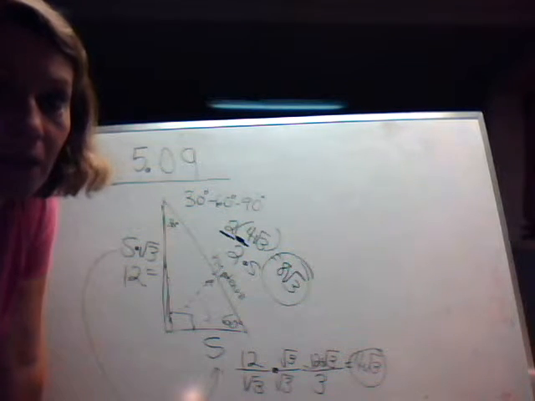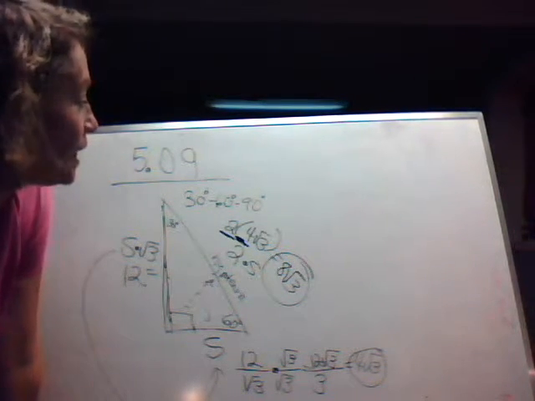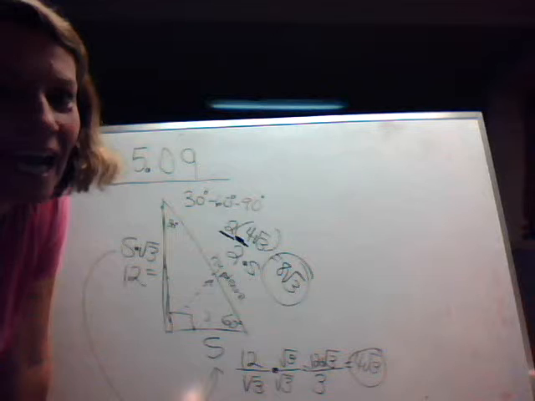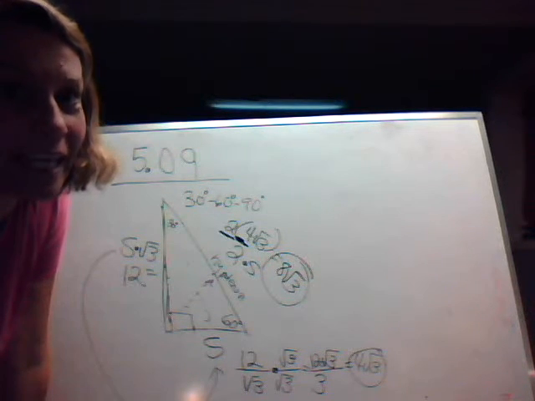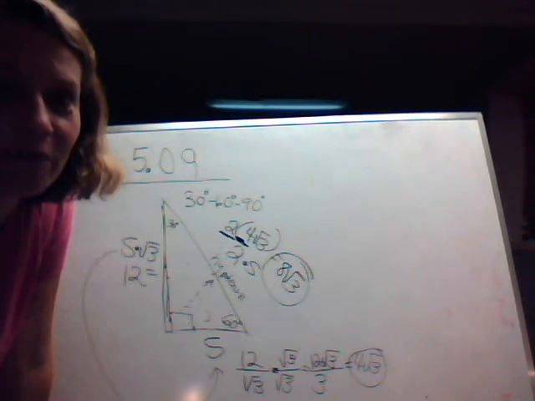That's the basic concept of a 30, 60, 90. And I've just gone over 45, 45, 90. If I need to do one more video on radicals, I can. But that should give you a good start. Good luck.